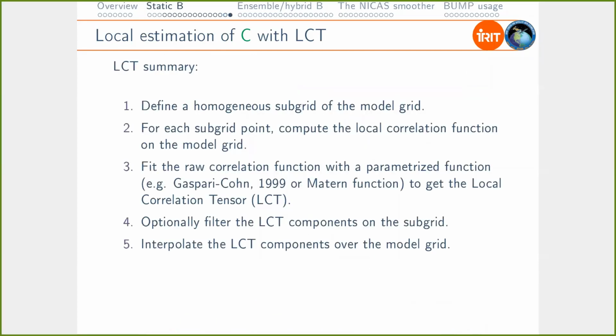Here is just a summary of what we do with the LCT. We define a homogeneous subgrid. Then for each subgrid point, we compute the local correlation function on the model grid. And we fit this rho correlation function with a parameterized function that uses the local correlation tensor. And finally, we can also filter the LCT components to get smooth results on the subgrid, and we interpolate the LCT components over the model grid.